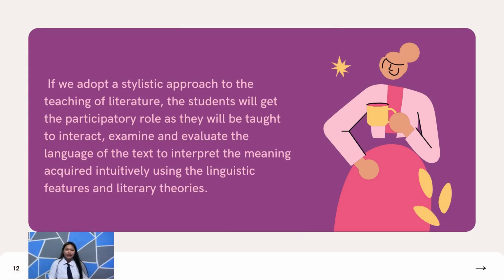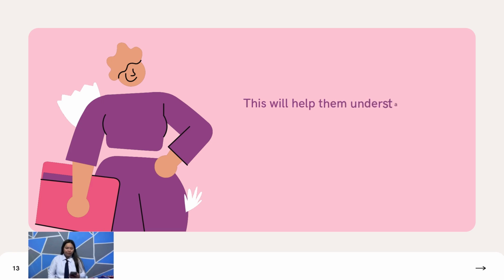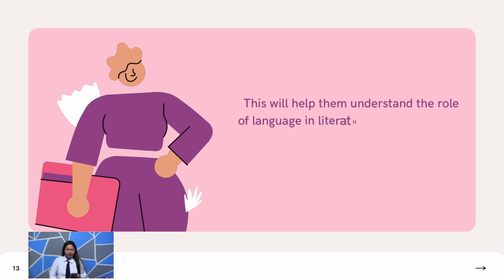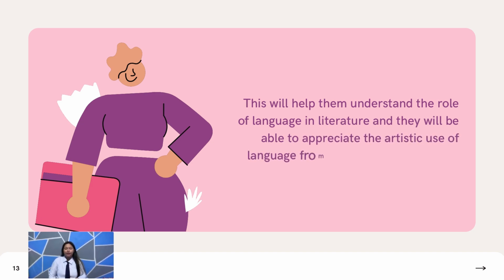If we adopt a stylistic approach to the teaching of literature, the students will get a participatory role as they will be taught to interact, examine, and evaluate the language of the text, to interpret the meaning acquired intuitively using linguistic features and literary theories. This will help them understand the role of language in literature, and they will be able to appreciate the artistic use of language from their own point of view.